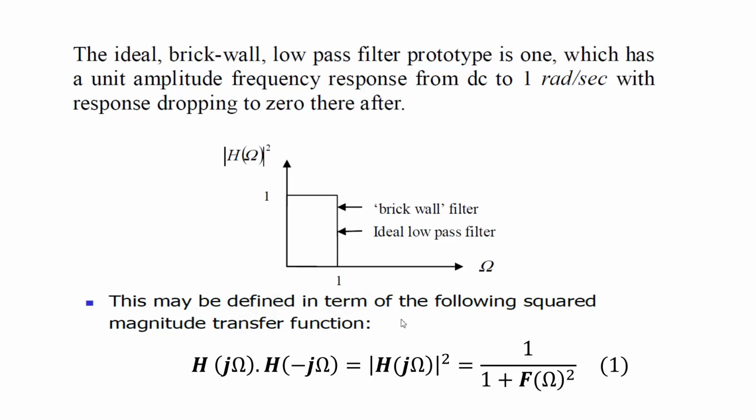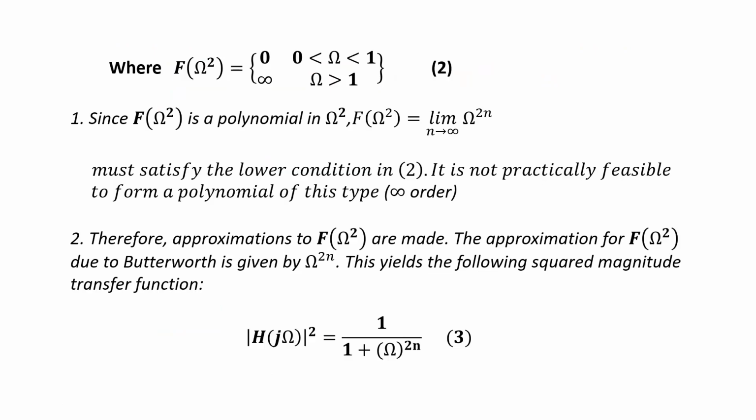This may be defined in terms of the following squared magnitude transfer function. This is the frequency response H(j omega), and let's take the conjugate, and if you multiply these two, you will get |H(j omega)| squared. And this magnitude square response is defined by a function 1 plus f(capital omega squared). This is a polynomial function, right? So let's look at the characteristics of this polynomial.